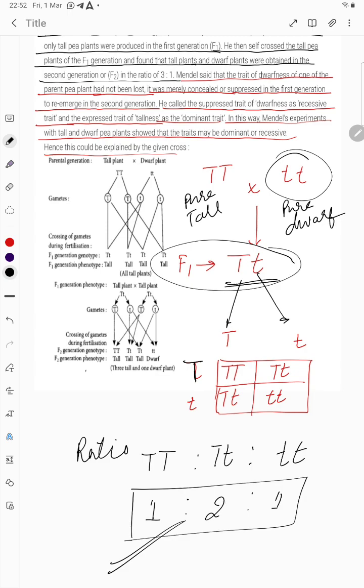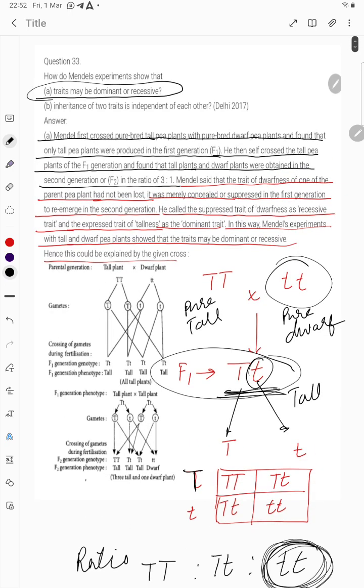These are also said to be the law of segregation, student. Even though here the dwarf is suppressed and here the tall one is expressed, in the F2 generation it reappears. So this is our required answer.